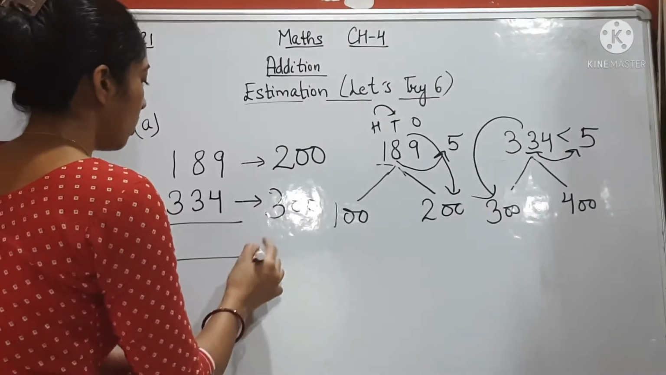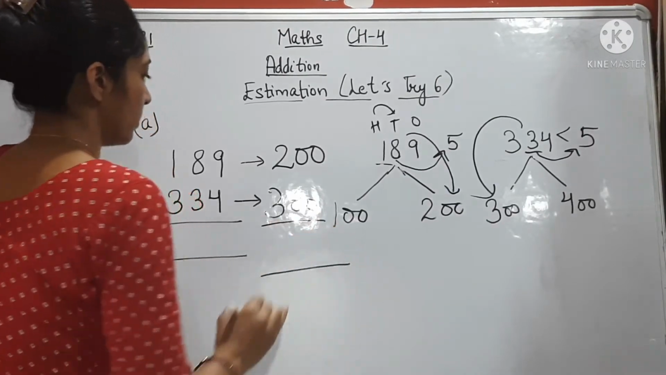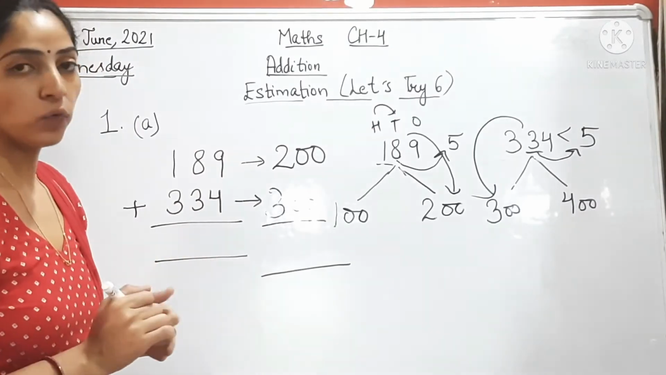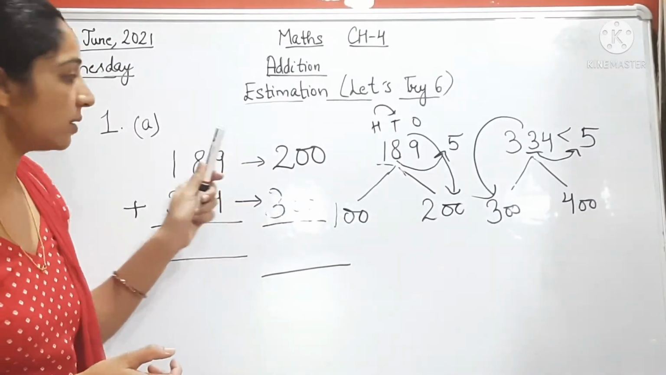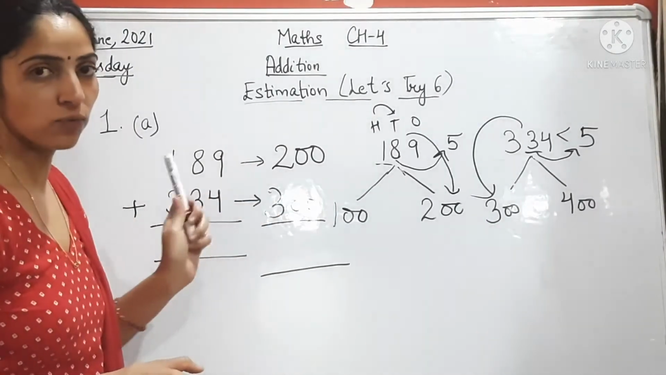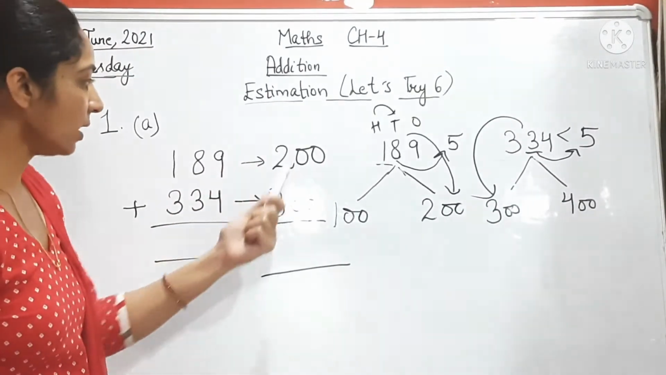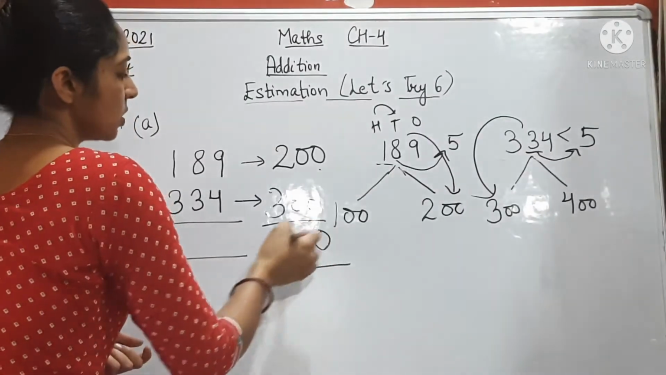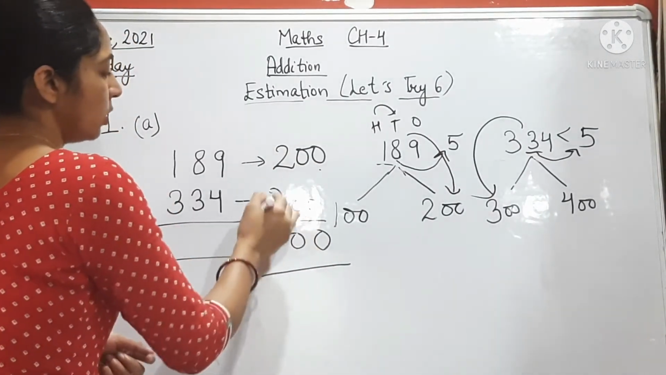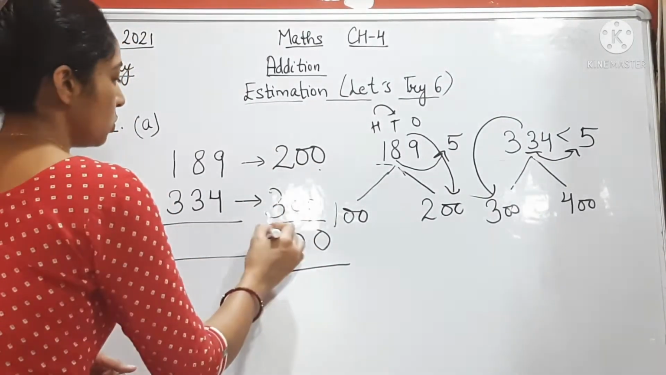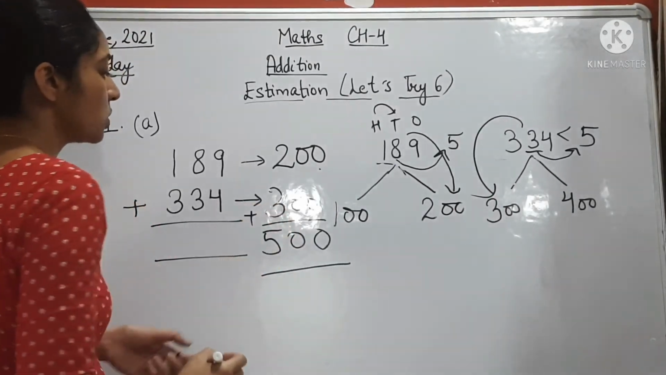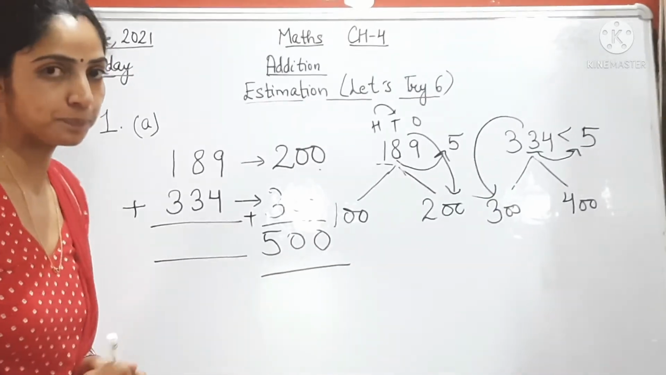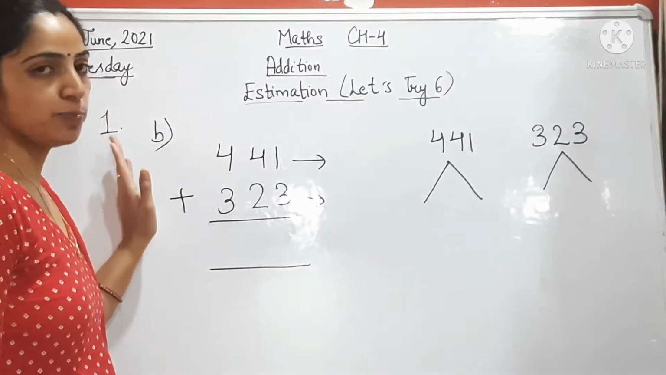So now you have to add these two numbers. Okay, आपने पहले क्या करना है, first of all you have to round off these numbers to the nearest 100. आपने these addends को round off करना है to the nearest 100, and then you have to add these numbers. So add these numbers, 0 0 0 0 0 0 and 2 plus 3 is equal to 5. Okay, so 500 is the required answer. Okay, now let's do its B part.